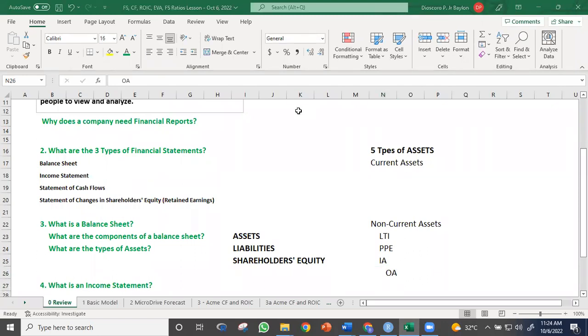Can anyone explain to me what a LTI is? LTI is?